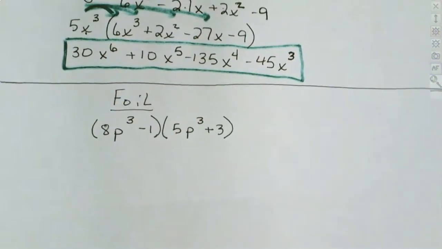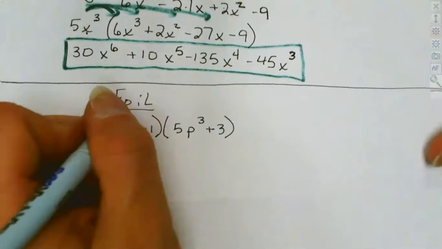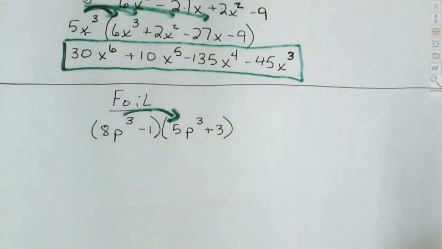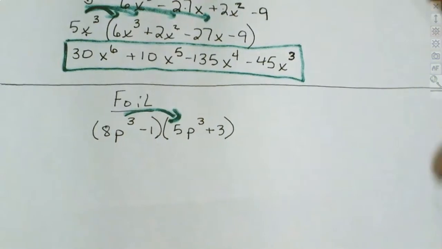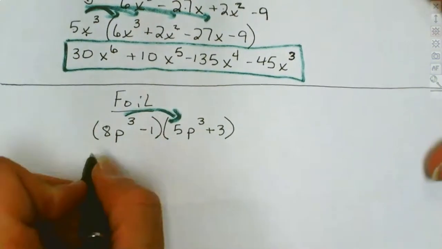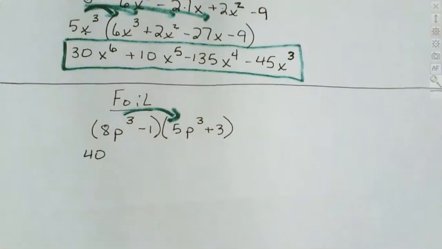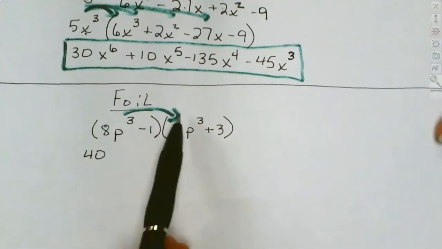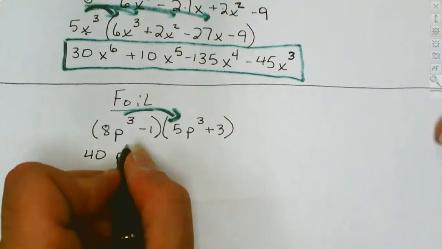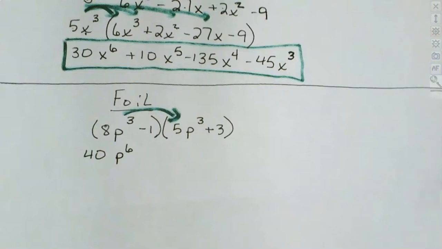Now, the variable doesn't have to always be an x. Variable can be a p, q, whatever it might be. Normally it's an x, but it doesn't have to be. We want to FOIL. First times first. 8 times 5 is a 40. Watch the p's. How many do I have? I do not have p to the 9th power. I have p to the what? These add together. P to the 6th. So don't multiply them, add them.